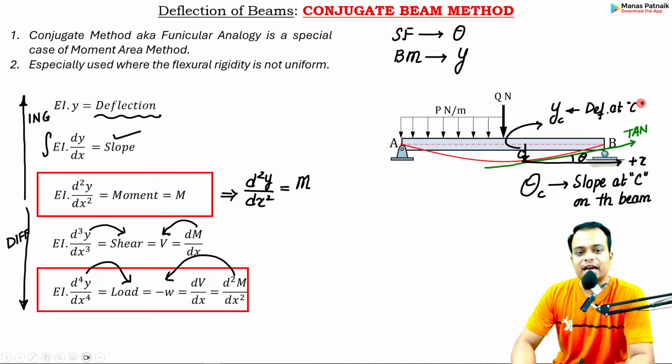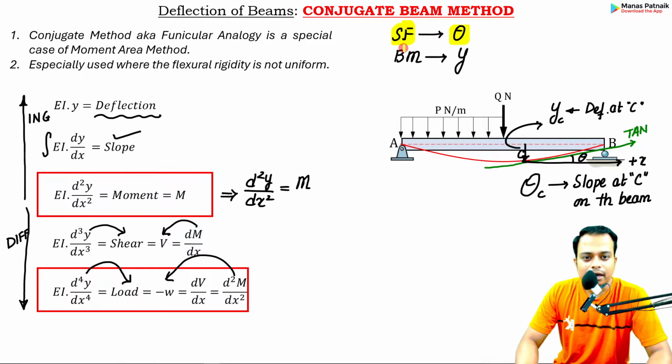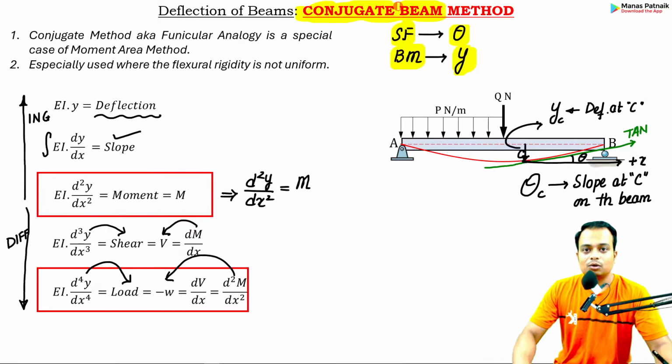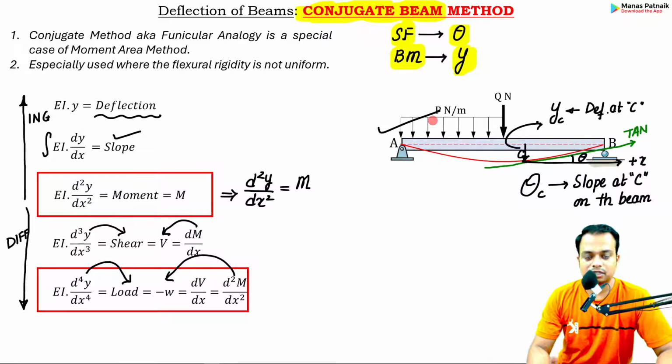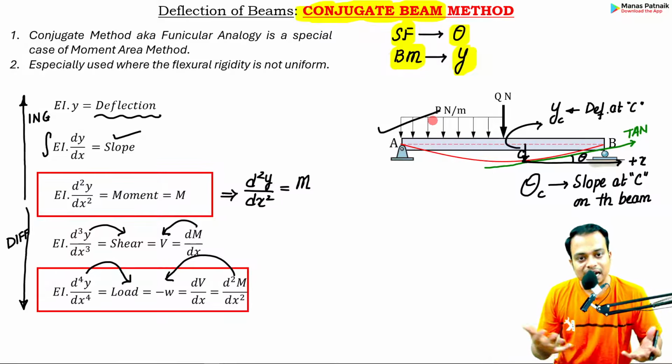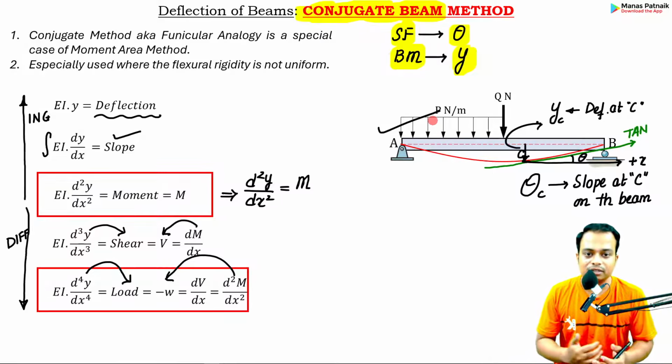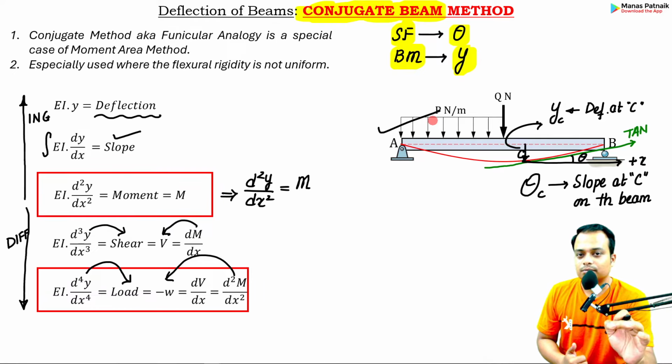Okay, now let's develop the analogy as to how shear force is connected to slope and bending moment is connected to vertical displacement, that is deflection. And by the way, in this conjugate beam method, this is a real beam. First of all, let me just clarify this. And an imaginary beam is something that we'll construct, we'll analyze, we'll do the calculations. That imaginary beam is known as the conjugate beam.